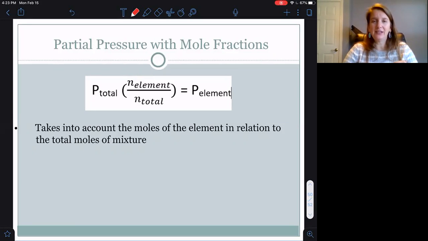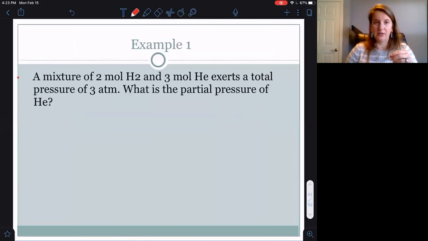So again, n is representing moles. So you would take your total pressure times the amount of moles of a particular element you were looking for, divided by the total number of moles of the mixture, and that would give you the partial pressure of that particular element. Okay, so if it's asking for the partial pressure of all of the gases, you would have to do this equation several times to solve for the partial pressure of each gas. So let's see how this looks here.